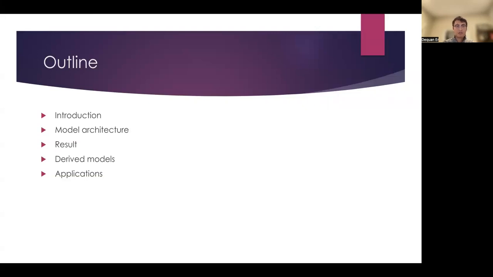So this is the outline. We are going to do an introduction and do model architecture. I'm going to focus a lot on some mathematics, or how this model is different from other previous models and why this developed into the blossom of such GPT stuff. And also we are going to review what the derived models are and also possible applications.